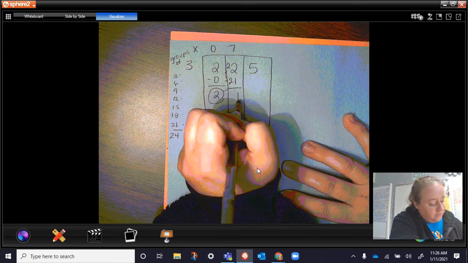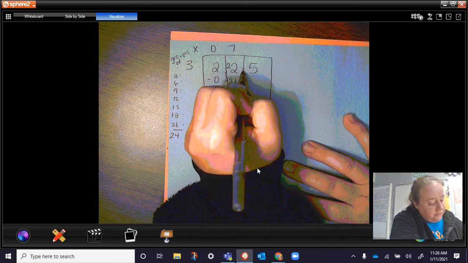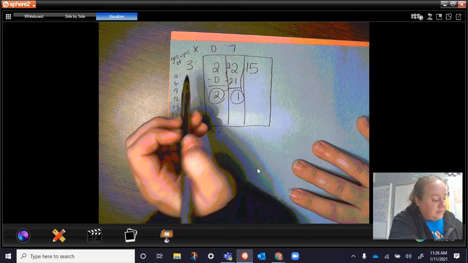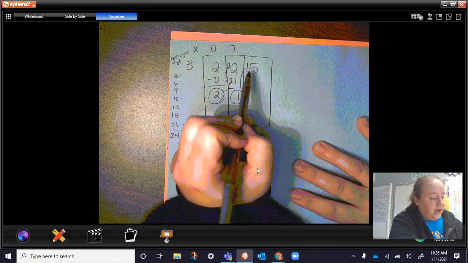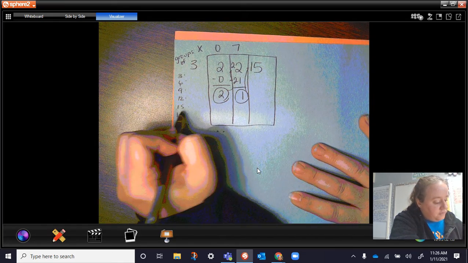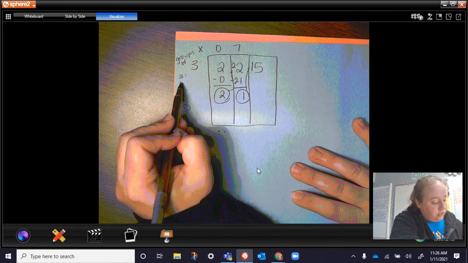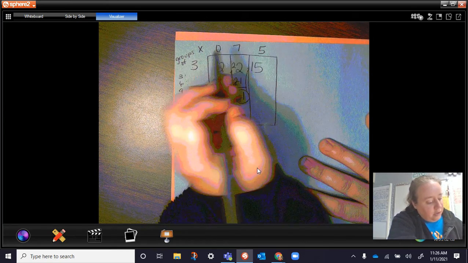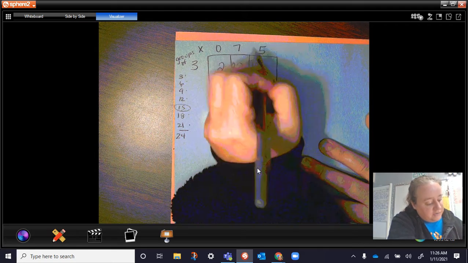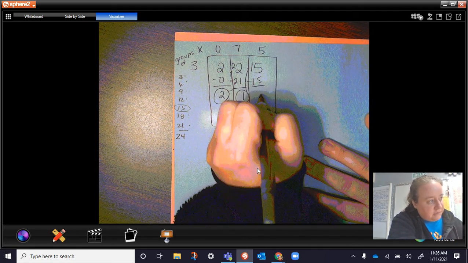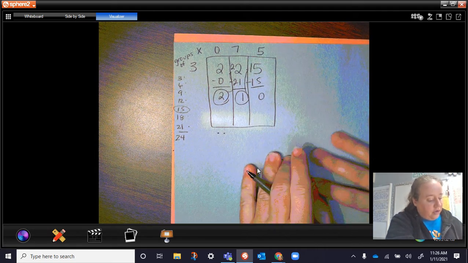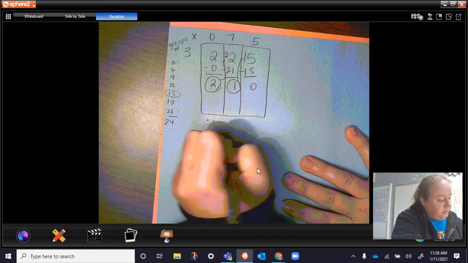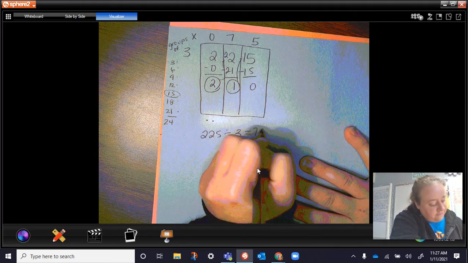The 1 that's left over, I'm going to move it up in front of the 5, so now I have 15. Then I start all over again. I ask myself, how many groups of 3 are there in 15? Well, here, 15 is on my list. That's 1, 2, 3, 4, 5 groups. So the 5 goes on top. 5 times 3 is 15. Subtract. 15 minus 15 is 0. And there are no remainders. So 225 divided by 3 equals 75.